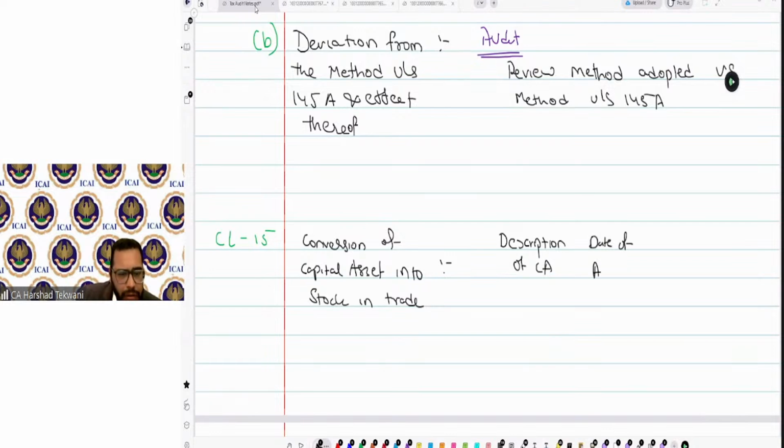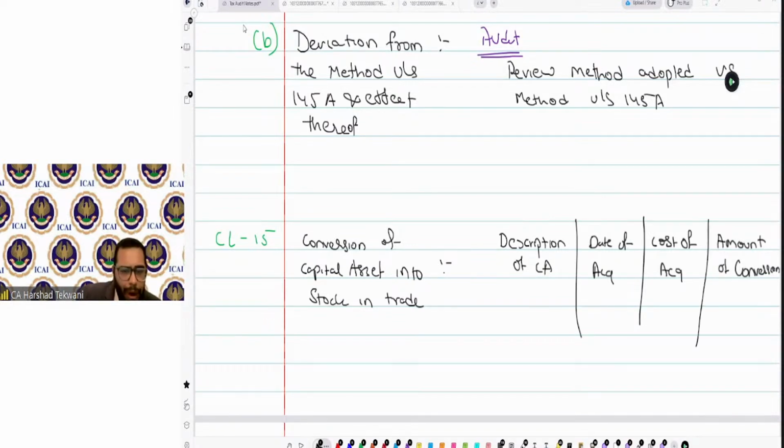Date of acquisition, cost of acquisition, and amount at which it is converted. So, amount of conversion. In the tabular format, usually we provide this detail with respect to the capital assets which are converted into stock in trade.